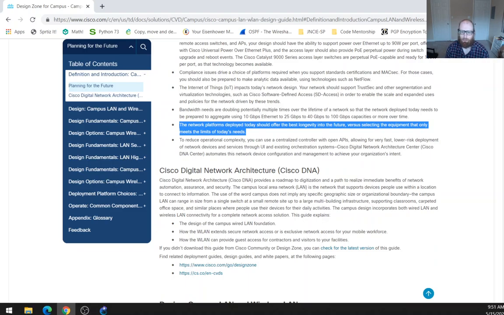To reduce operational complexity, you can use a centralized controller with open APIs, allowing for a very fast, low-risk deployment of network devices and services through UI, user interface, and existing orchestration systems. Cisco Digital Network Architecture Center, Cisco DNA Center, automates this network device configuration and management to achieve your organization's intent.